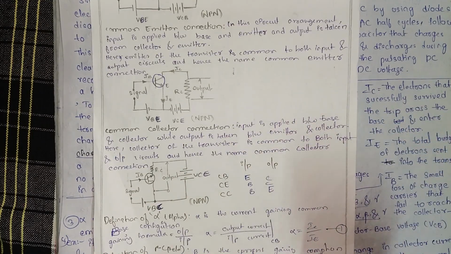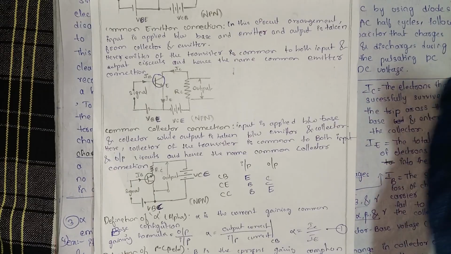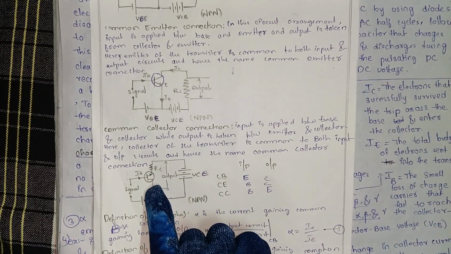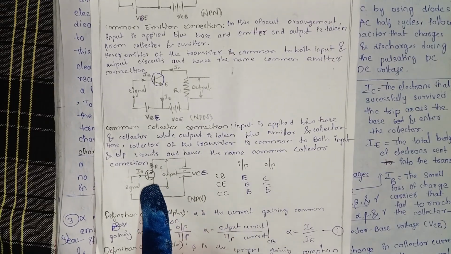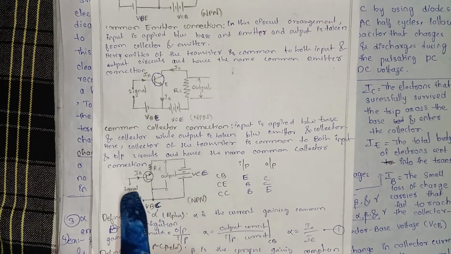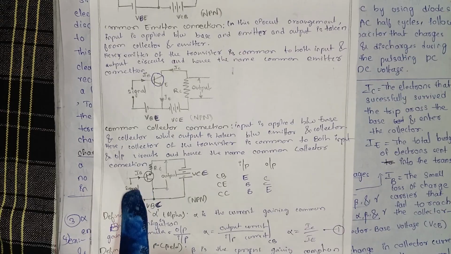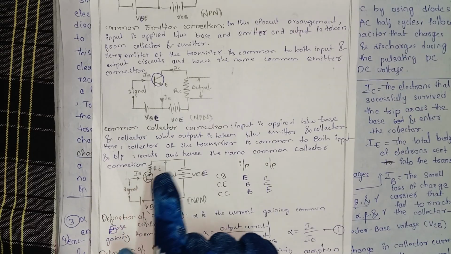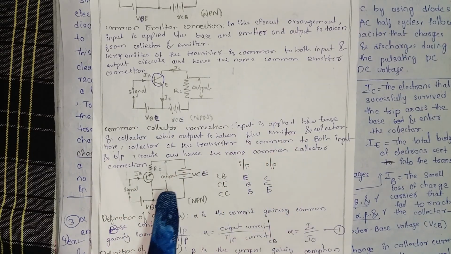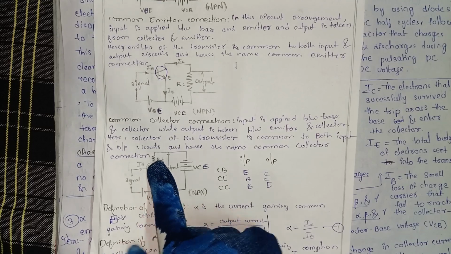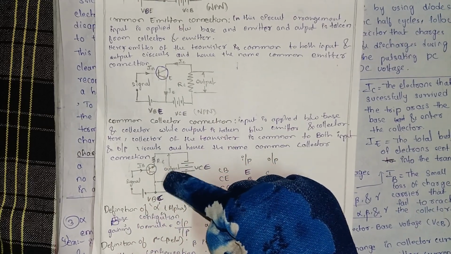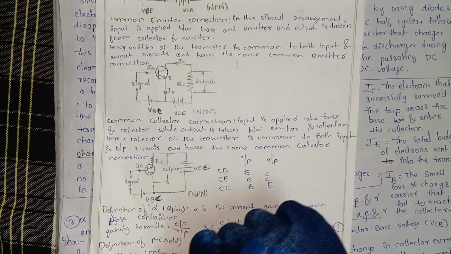Next we will see the common collector connection. Here the input signal is applied between base and collector, and output is taken between emitter and collector. Here is the output.